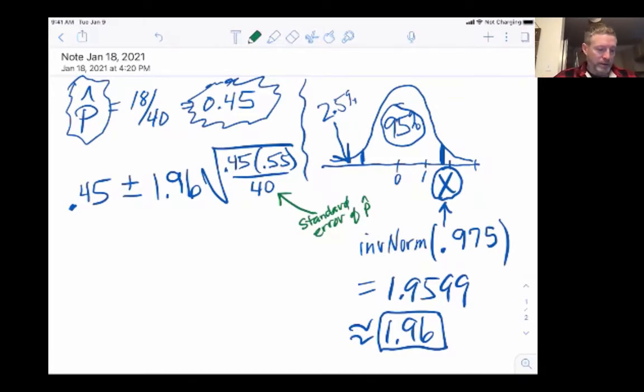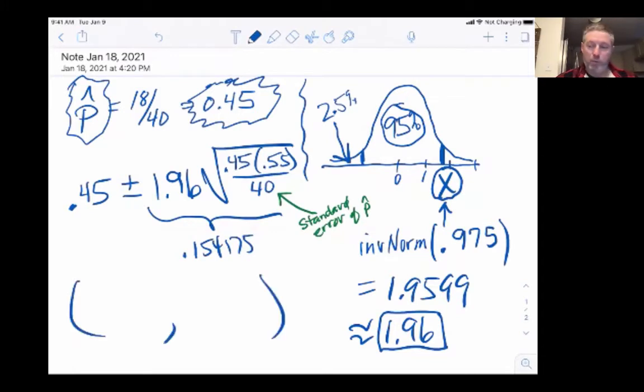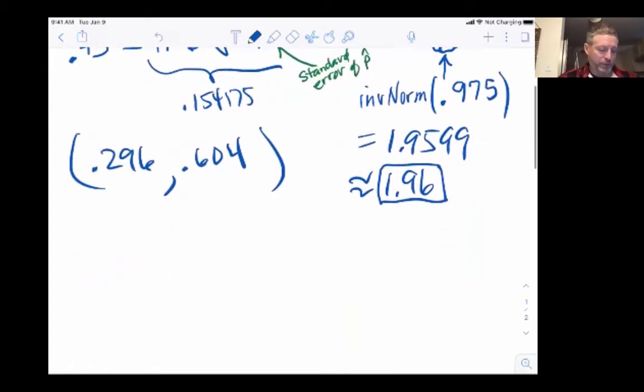So now if we do our calculation and add or subtract this bunch of stuff there, which ends up being 0.154175, I believe. So if you add and subtract that number from 0.45 and round to 3 digits, you get about 29.6% to 60.4%. That is our confidence interval. We went out almost 2 standard errors on both sides, and we got that interval, and we would be 95% confident.